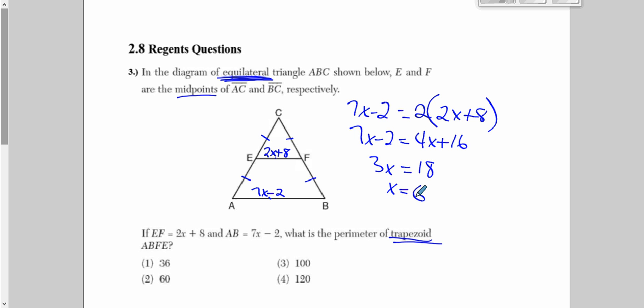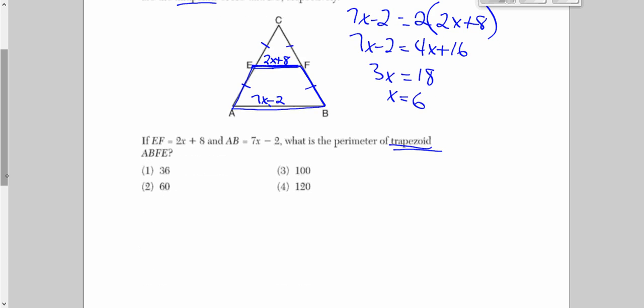I know my mistake. So now, we want the perimeter of the trapezoid, right? Can we find the length of this side knowing x? Yes. How? Plug it in.